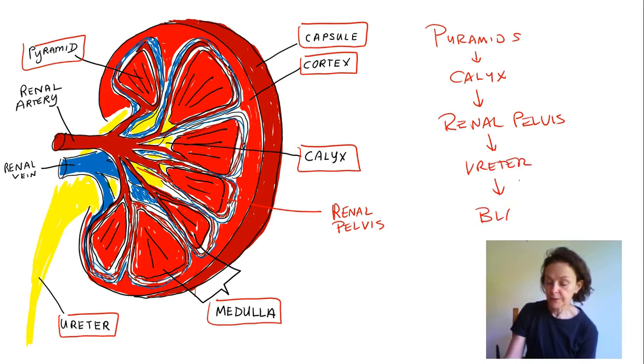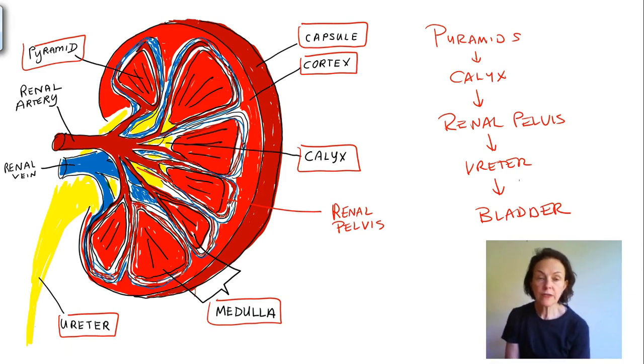to the bladder. The primary filtration unit of each kidney is called the nephron, and there are over 1 million nephrons in each kidney. And the nephrons are located in the pyramid and also partially in the cortex as well. And so let's look at an individual nephron, an individual filtration device of the kidney.